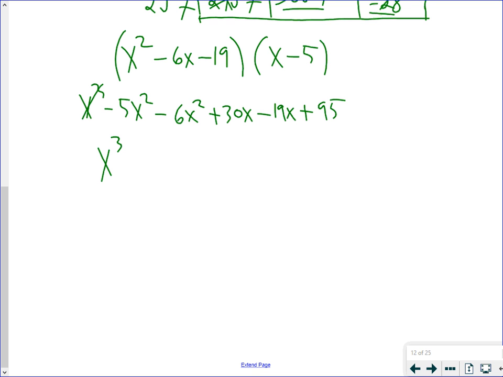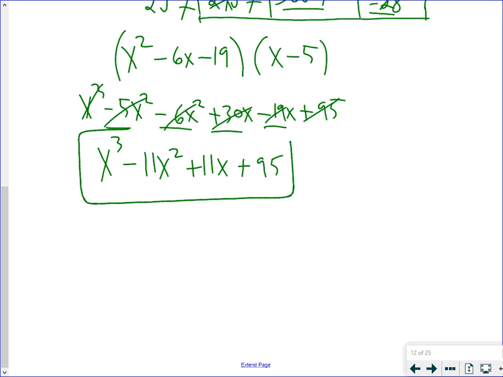X cubed goes down, there's no other x cubed term. Negative 5x squared and negative 6x squared add up to negative 11x squared. 30x and negative 19x add up to positive 11x. And lastly, the positive 95, there's no other constants to add with it, so I'm just going to bring it down. And finally, that is our standard form of our polynomial with the zeros that we started with on this problem.